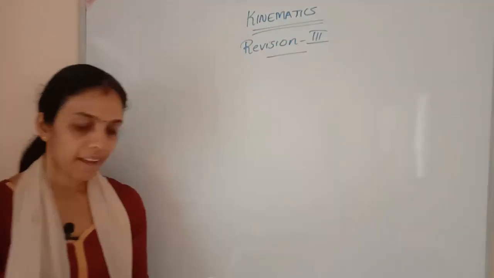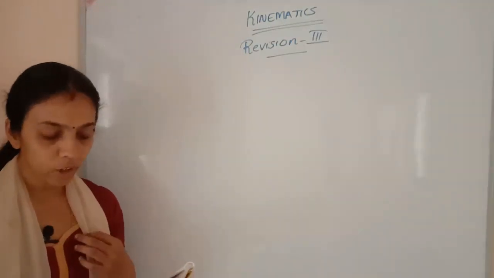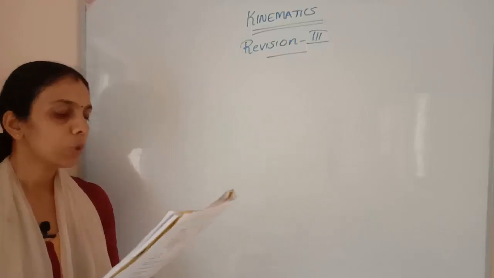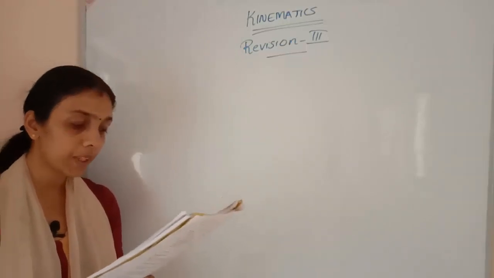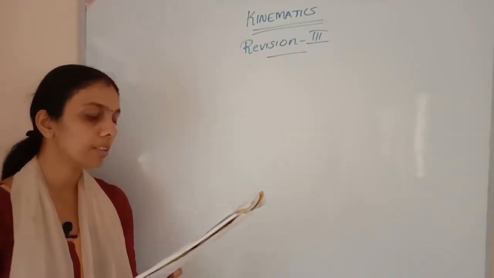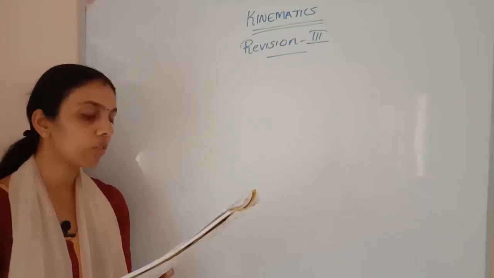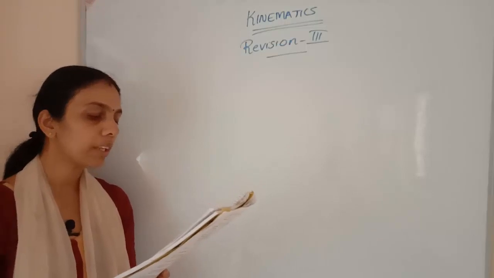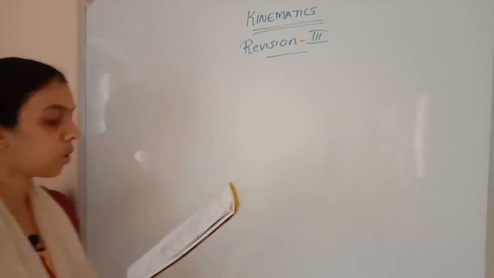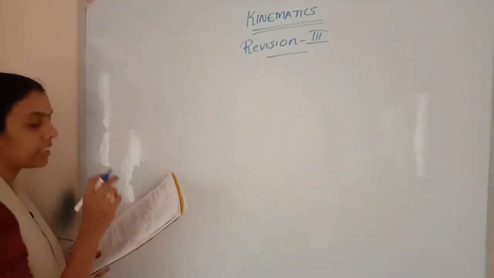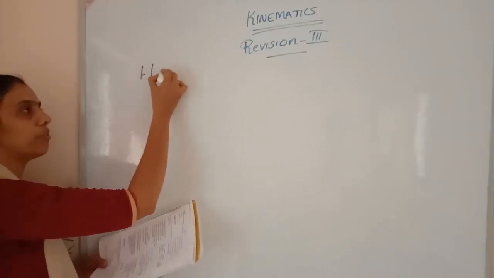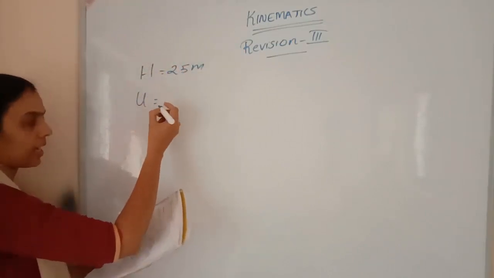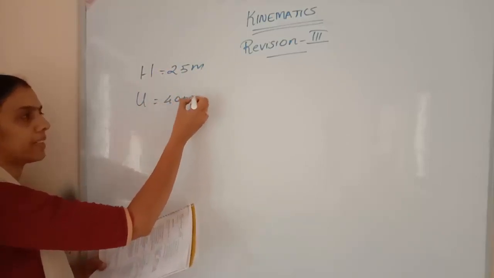Okay, clear? Next question is, the ceiling of a long hall is 25 meter. What is the maximum horizontal distance that a ball thrown with a speed of 40 meter per second can go without hitting the ceiling of the hall? So maximum height is given as 25 meter. Initial velocity is given as 40 meter per second.